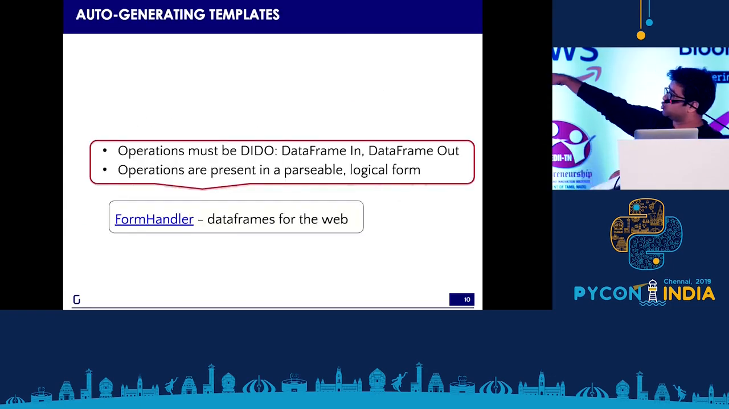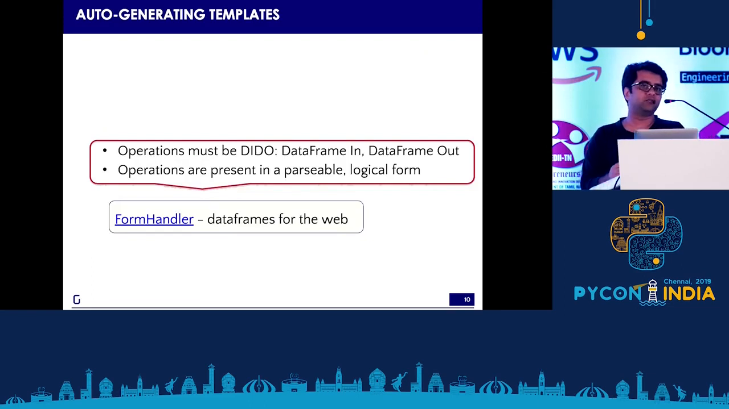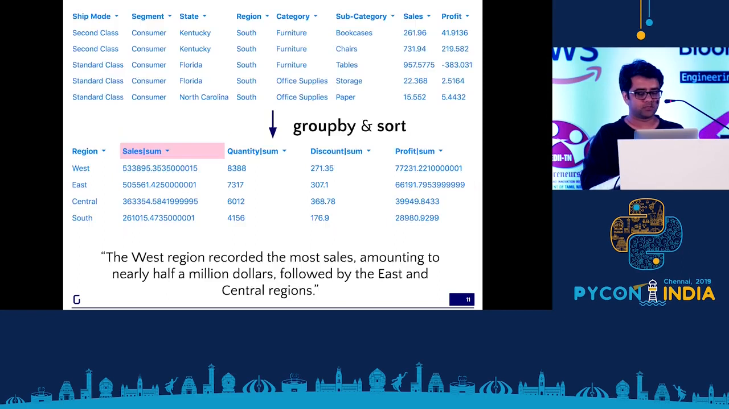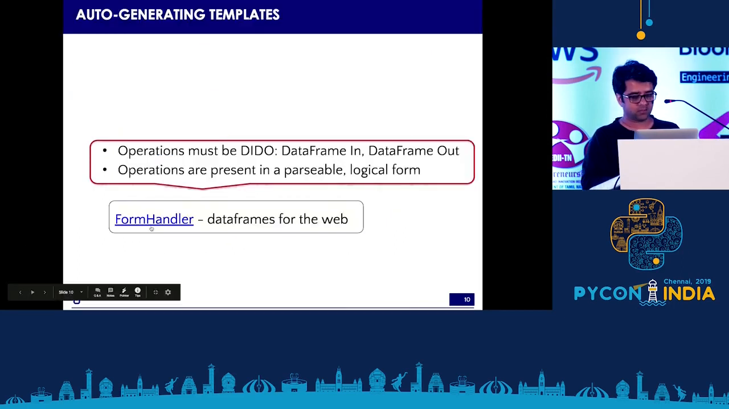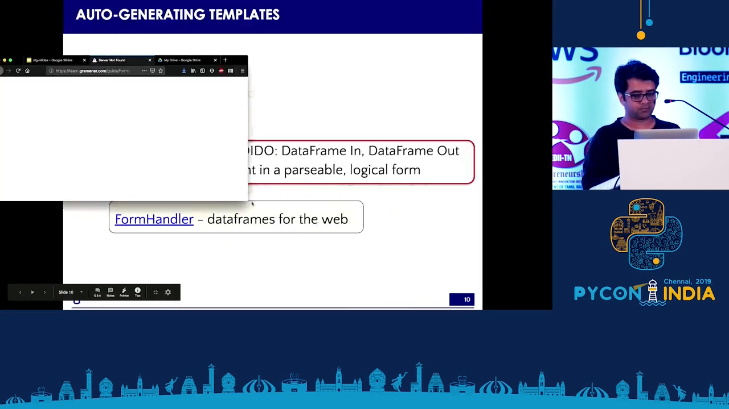For the last two assumptions, we had a component called form handler. So you can think of form handler as data frames for the web. Form handler comes from this package called Gramex. Gramex is an open source platform for building data-driven web applications, and form handler is its primary data model. So it is a way of exposing data through the web and exposing pandas operations through the browser or through HTTP requests. Let me just try and see if we can open that up.